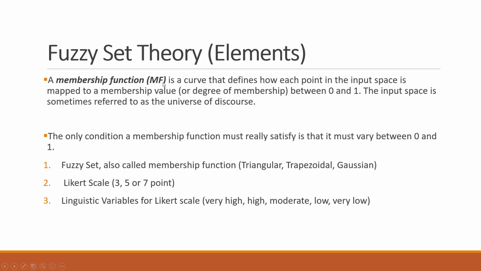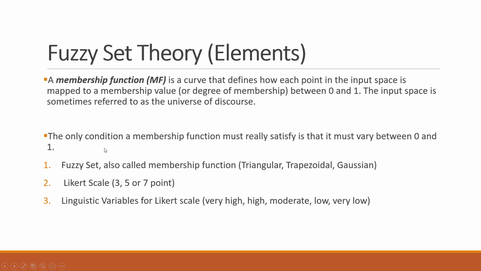A membership function is a curve that defines how each point in the input space is mapped to a membership value or degree of membership. In the previous example, I discussed in great detail the degree of goodness and degree of badness between 0 and 1. The input space is sometimes referred to as the universe of discourse. The only condition a membership function must really satisfy is that it must vary between 0 and 1.